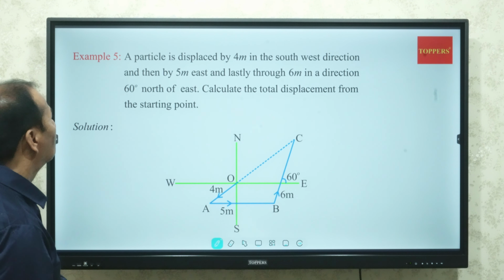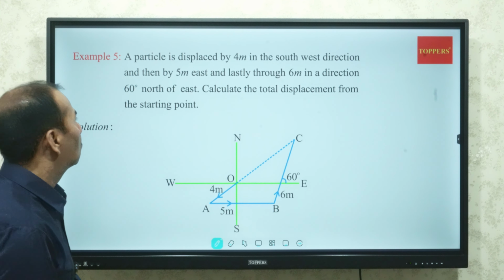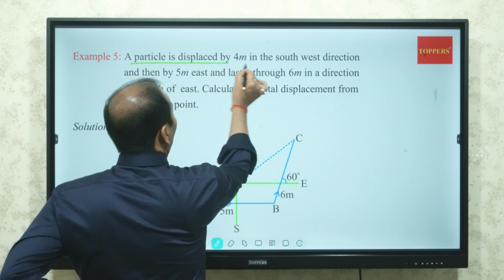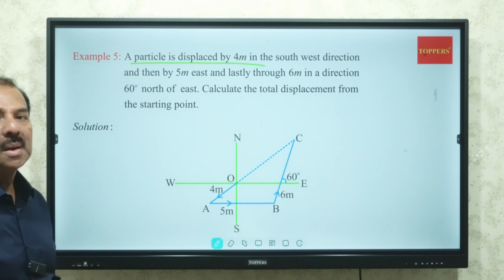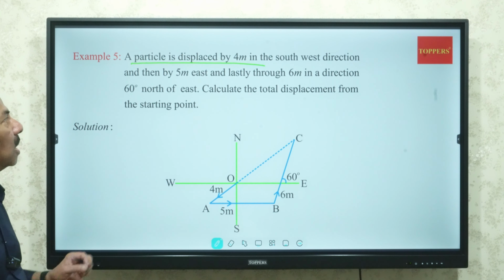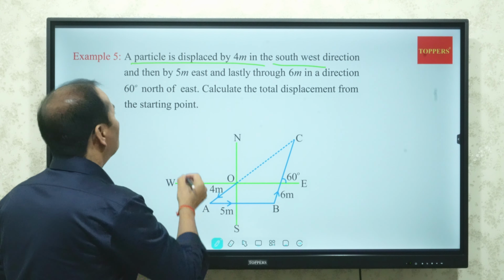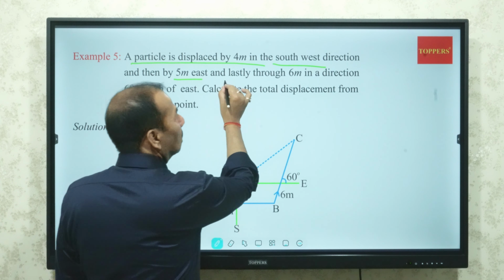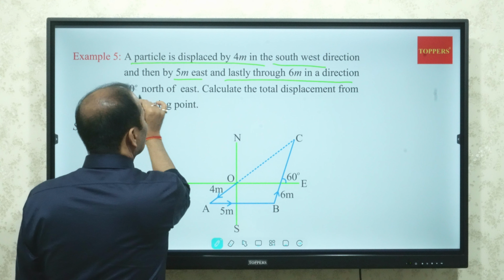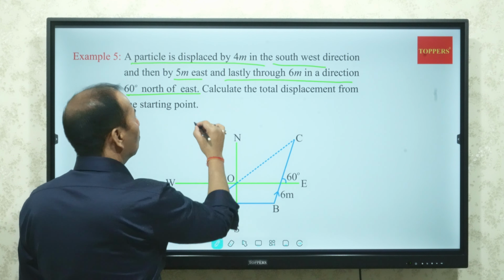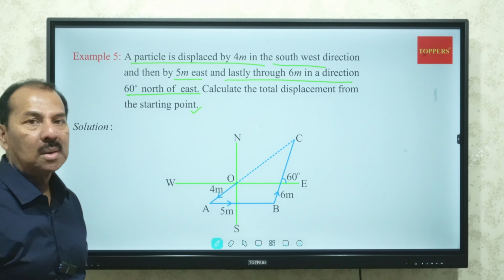So let us see in this question. Now here in this question, a particle is having different displacement in different directions. A particle is displaced by 4 meter in the southwest direction, then by 5 meter east, and lastly 6 meter in a direction 60 degree north of east. We have to calculate the displacement of the particle.